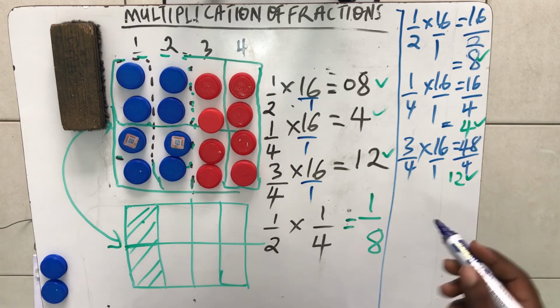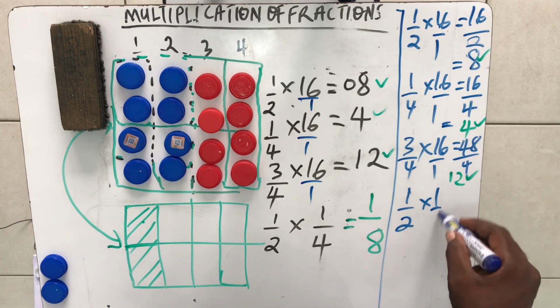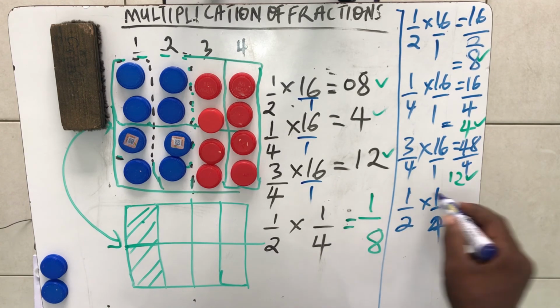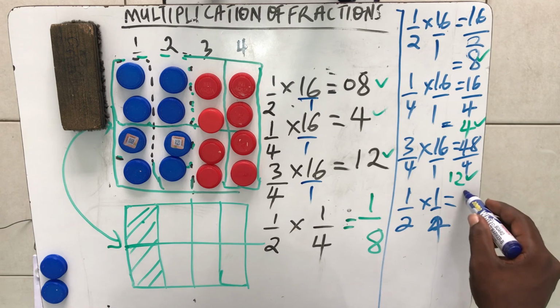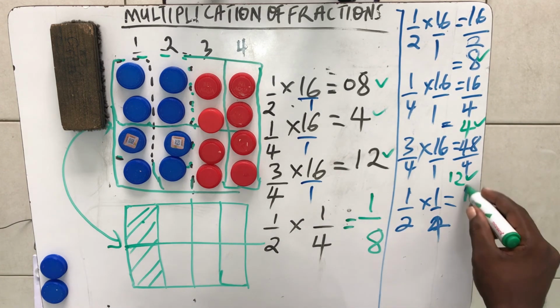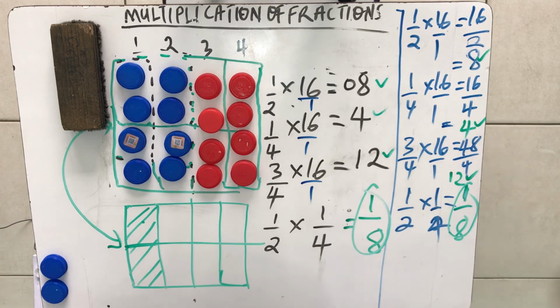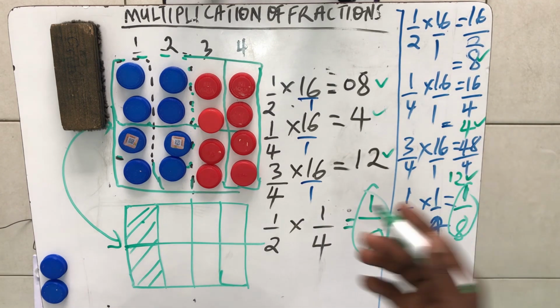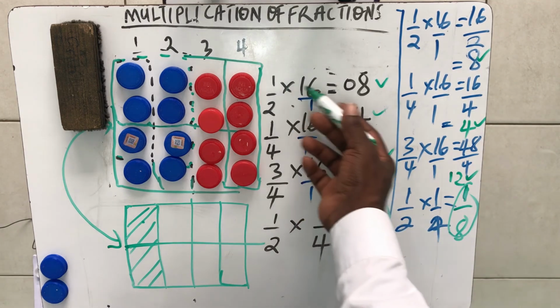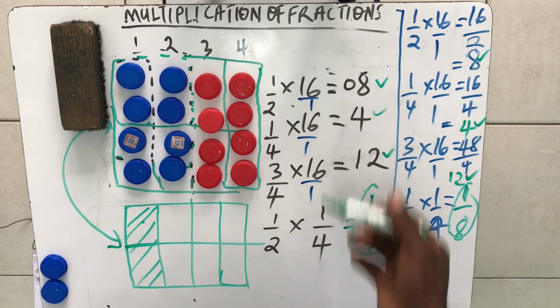Now here also, we have 1 out of 2 times 1 out of 4. 1 times 1 gives us 1, and then 2 times 4 gives us 8. And this tallies with the same thing over here. And that's how simple it is to multiply fractions. Multiply the numerator with the numerator, and multiply the denominator with the denominator.